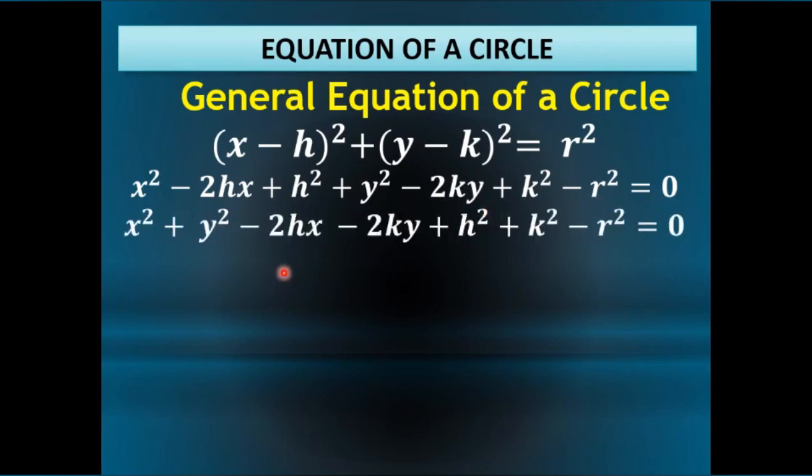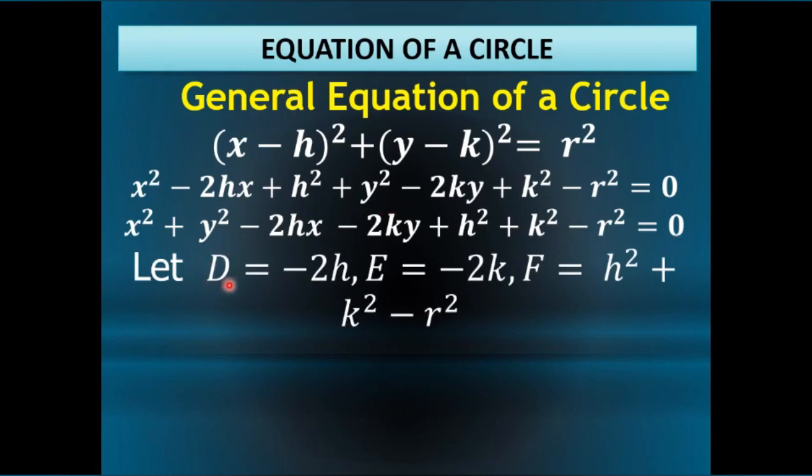And then we need to arrange the given terms. So we have x squared plus y squared minus 2hx minus 2ky plus our given h squared plus k squared minus r squared is equal to 0. And then let us say that our d will be equal to negative 2h. And then our e will be equal to negative 2k. And then this given h squared plus k squared minus r squared will be our f.